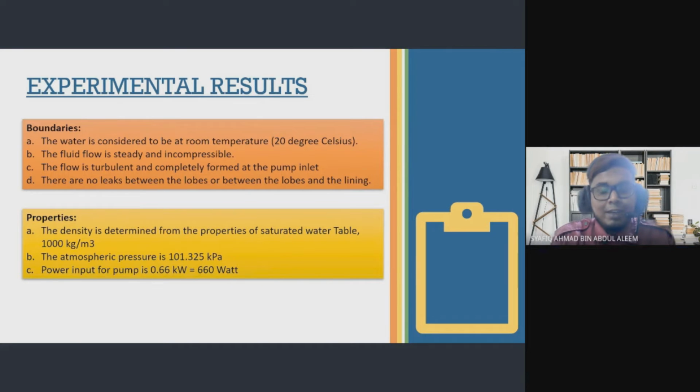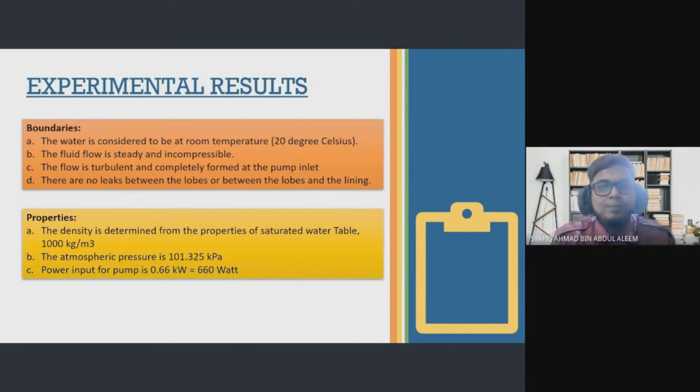Before moving into the findings, please keep in mind that there are a few boundaries and properties that must be considered. In terms of the boundaries, first, the water is considered to be at room temperature, which is 20 degrees Celsius. Second, the fluid flow is steady and incompressible. Third, the flow is turbulent and completely formed at the pump inlet. And fourth, there are no leaks between the lobes or between the lobes and the lining.